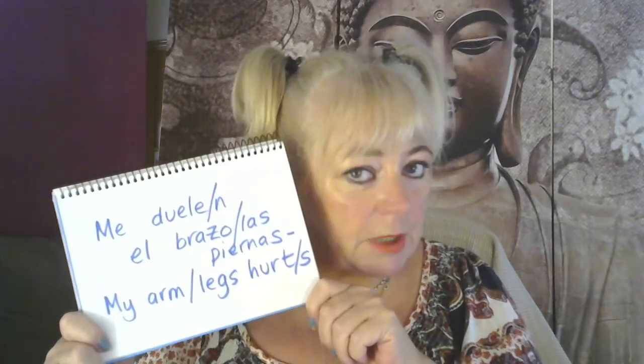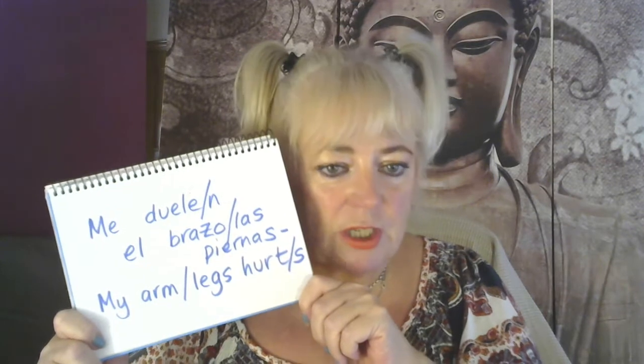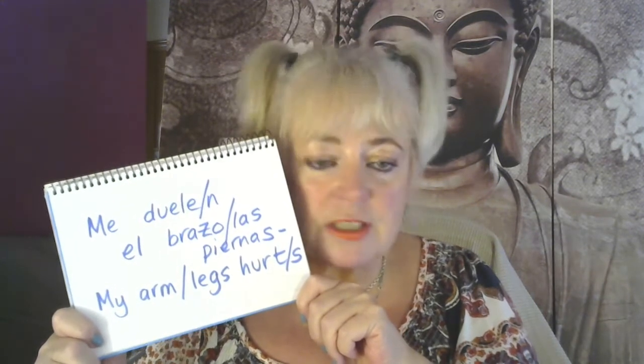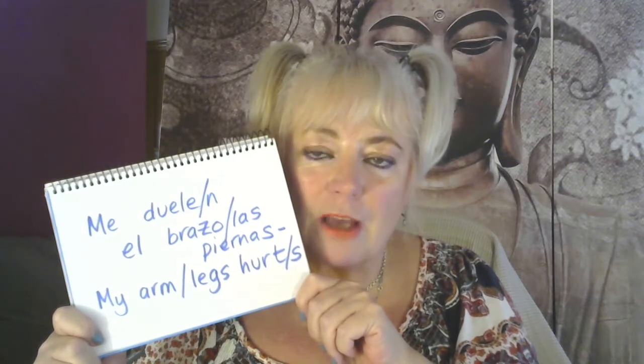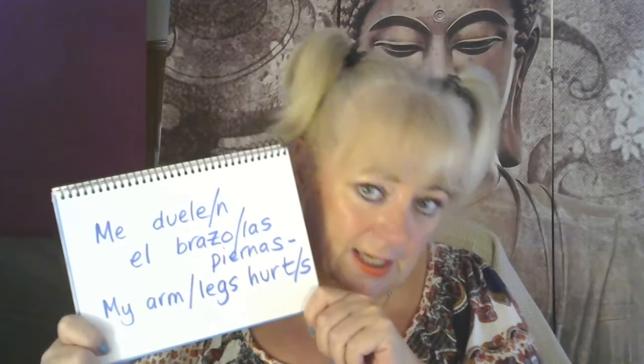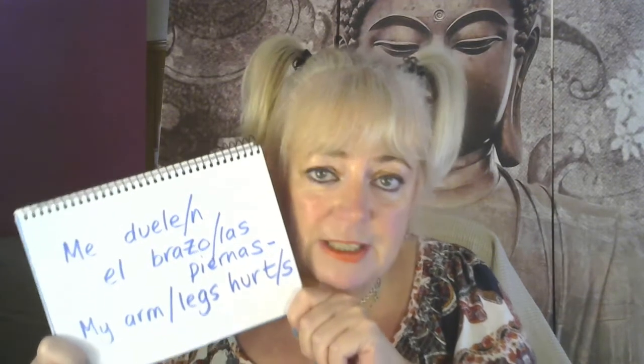If you're trying to say that something's hurting you, we do say this in a different way in Spanish. So instead of my arm or legs hurt, in Spanish you say the arm hurts me, or the legs, they hurt me. So a bit like we use with gustar, if you know about the verb gustar. So, me duele el brazo. That's singular. Me duele el brazo. My arm hurts. But if it was plural, like legs, me duelen las piernas. My legs, they hurt me. Okay, so me duele or me duelen for something that hurts. Okay?